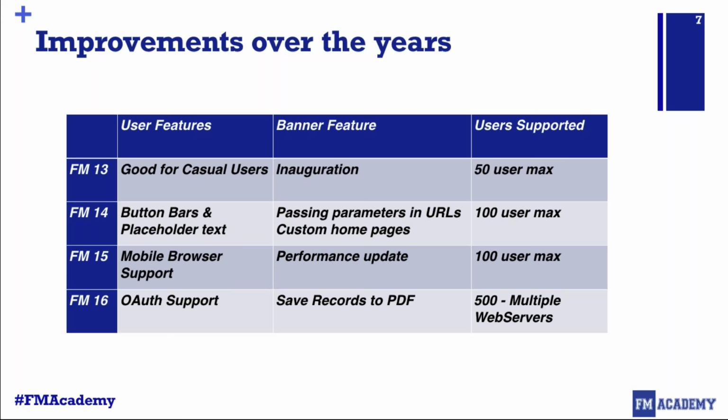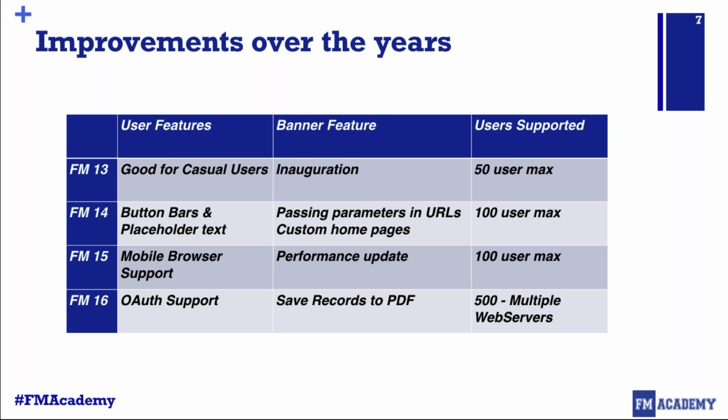With FileMaker 15, they added support for mobile browsers, so it became a viable alternative for using Android phones. It was pretty much just a performance update. They fixed a whole bunch of things. The ability to scroll through longer lists happened, and they didn't change the number of users that were supported.